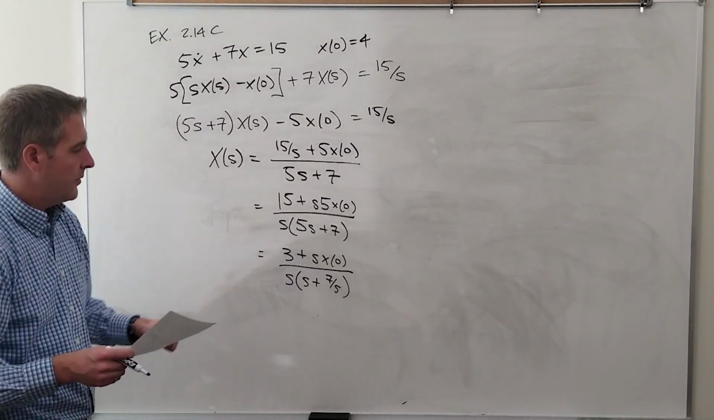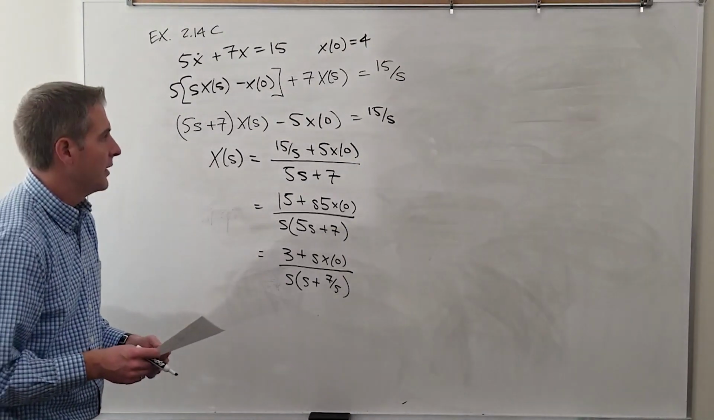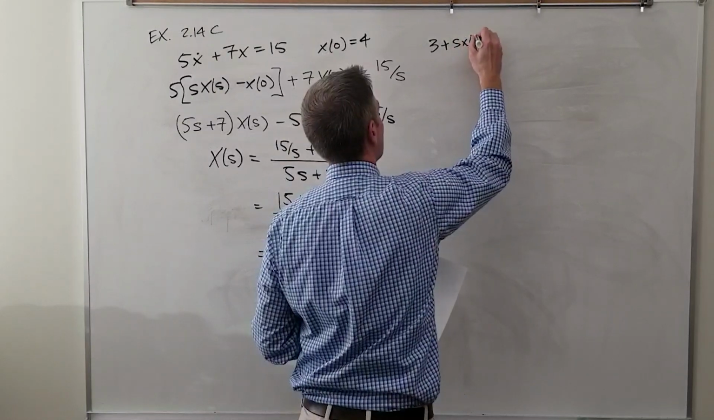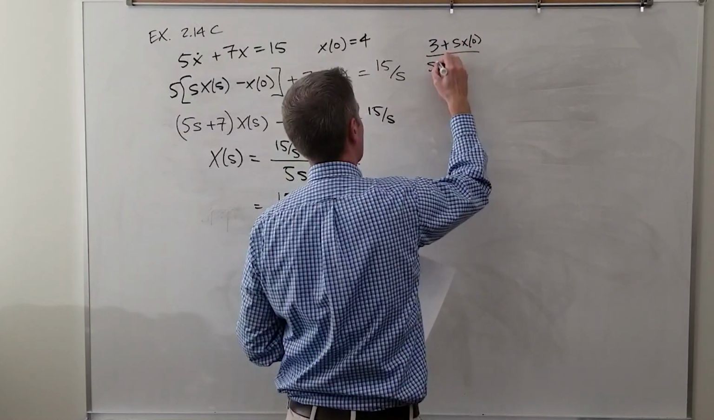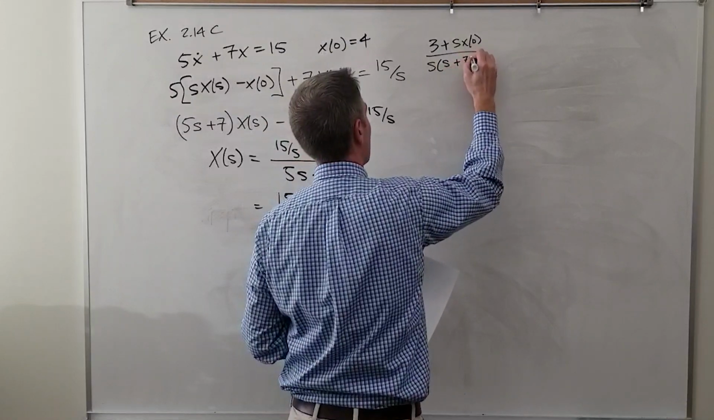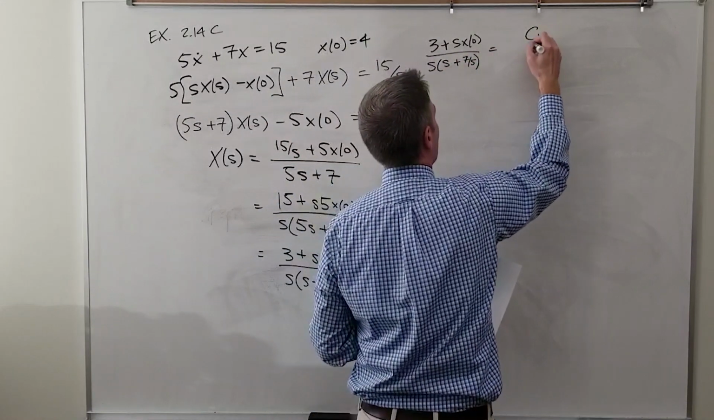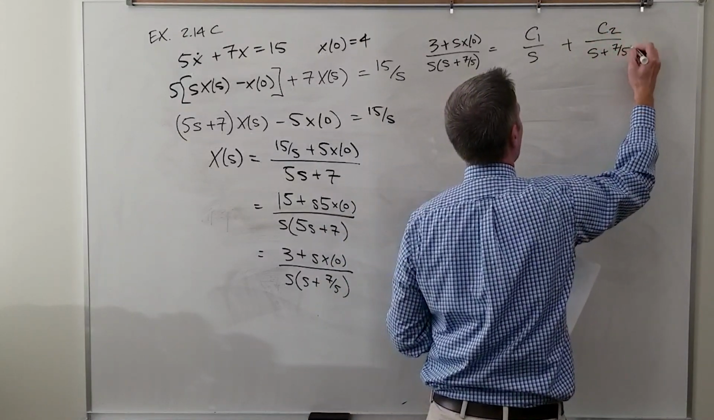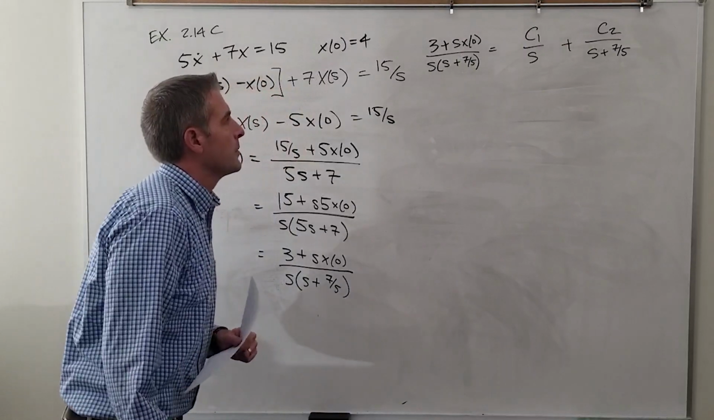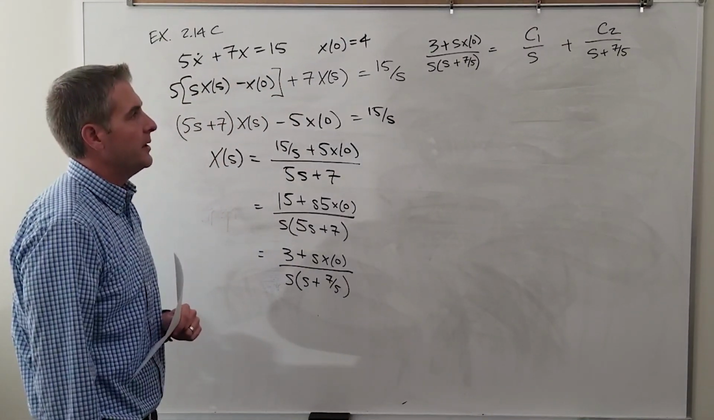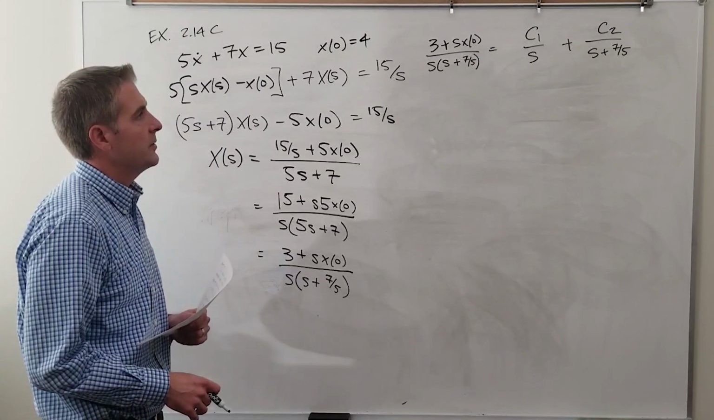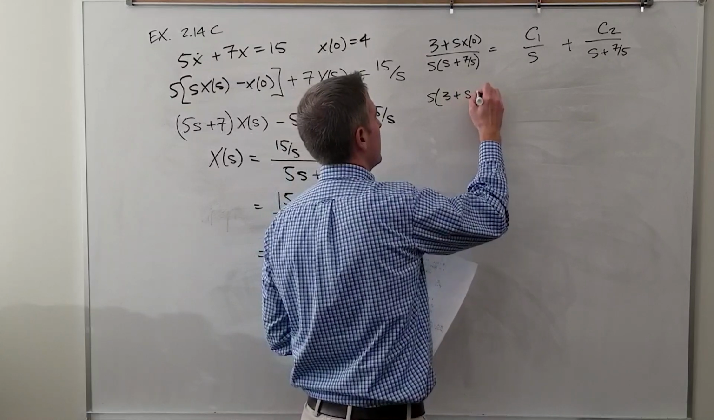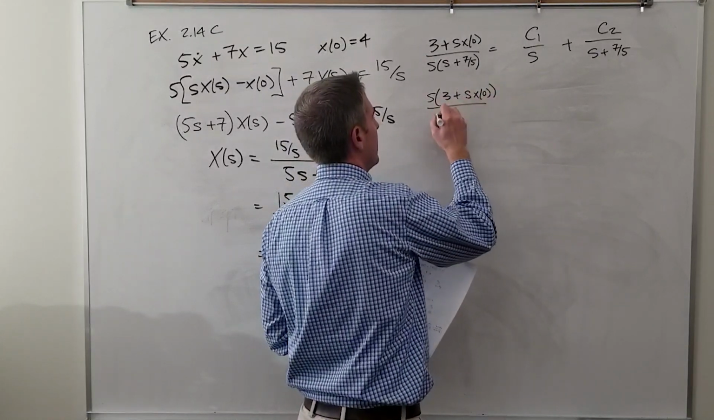All right, well, now we need to go off and do some partial fraction expansion. So we'll write it up here again as (3 plus s x0) over s times (s plus 7/5). And we need the same sort of thing like we did before, where we need to identify what C1 is and what C2 is. So we'll multiply both sides by s.